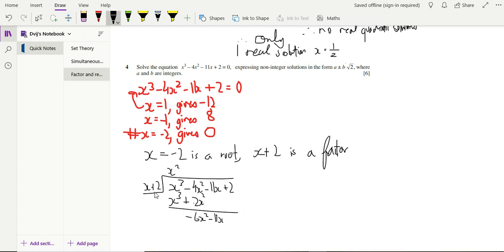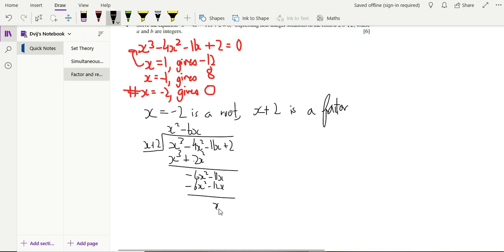So what do we want to times by x to get to negative 6x squared? We want negative 6x. So I'll get negative 6x squared times these two, minus 12x. Subtract them and we get just x. Bring down the 2, we get plus 2. And these are the exact same, so we can just times it by 1, get rid of the x plus 2, and boom. That's it. We have our quotient, let's call it q again, of x squared minus 6x plus 1, which is also going to be a factor.